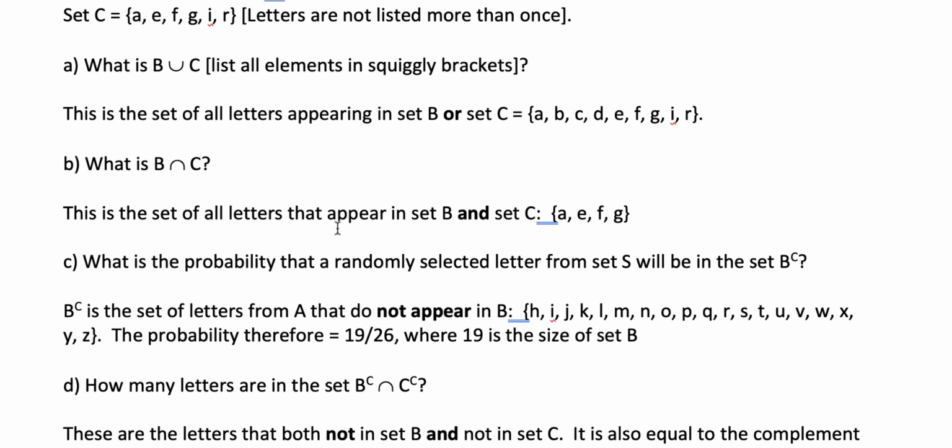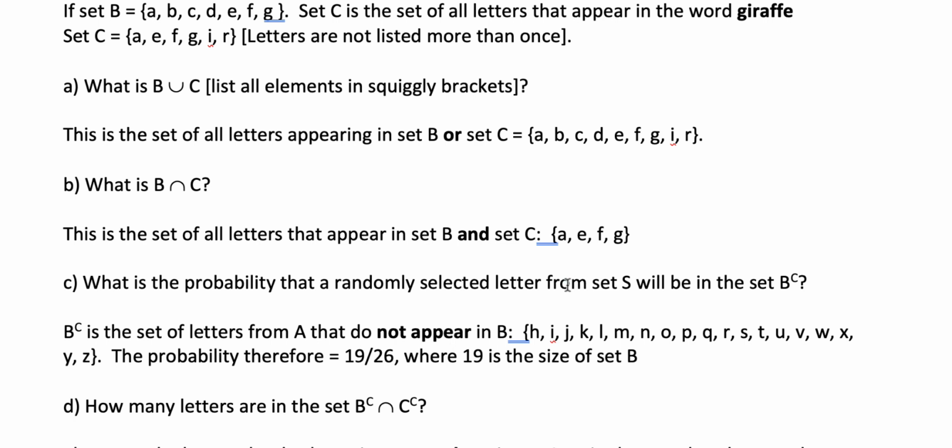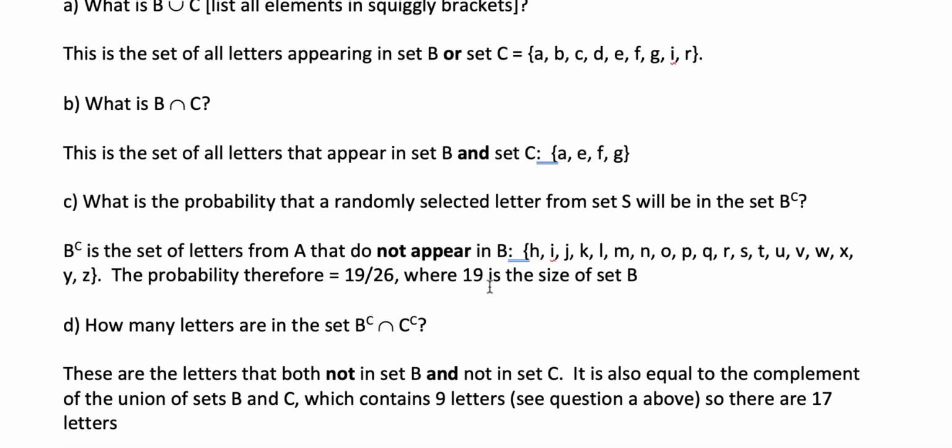Okay, the probability that a randomly selected letter from S will be in the set B complement. So our denominator is going to be 26 because that's the size of set S, which is a set of all letters. That should actually say set A. And B complement is all the letters that are in A but that are not in B. And so that would be, since B was A through G, that would be H through Z. And so since there are 7 letters in B, there'll be 19 letters in B complement. So therefore the probability would be 19 over 26.